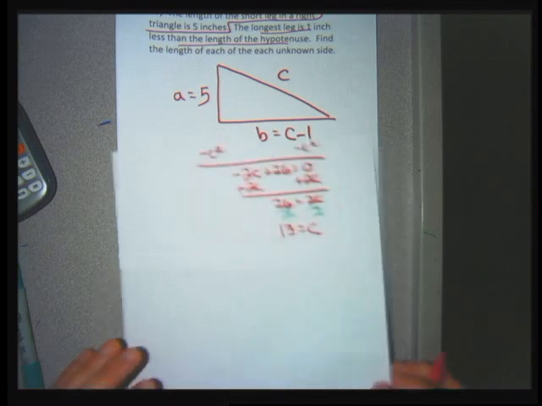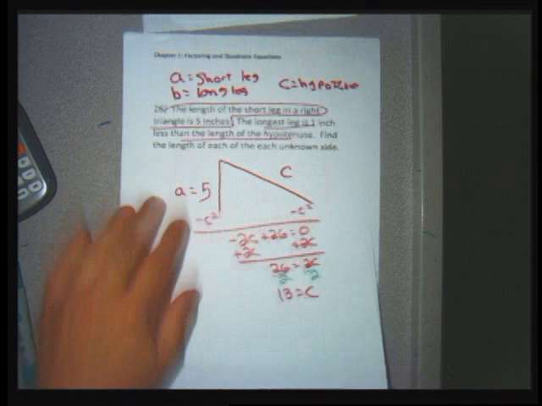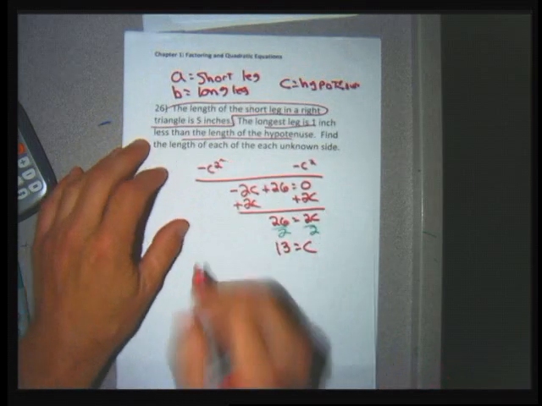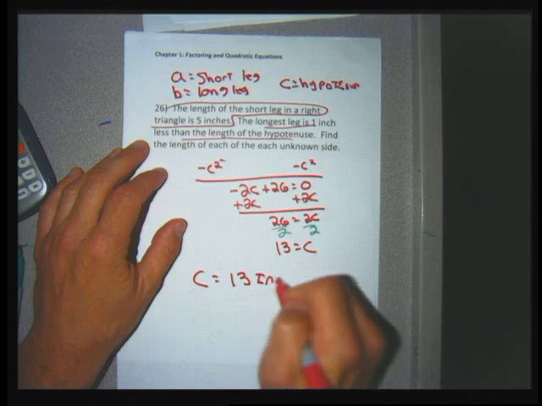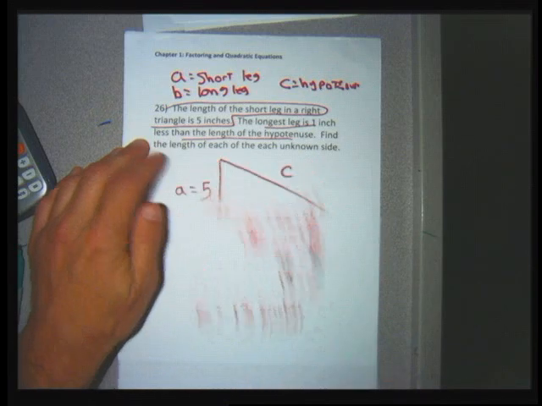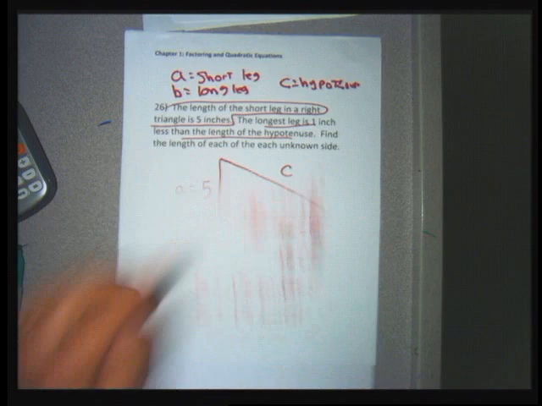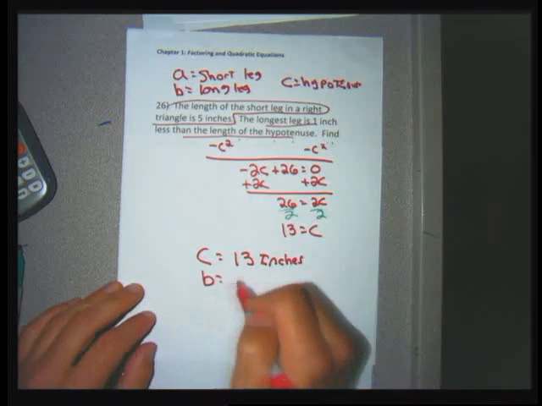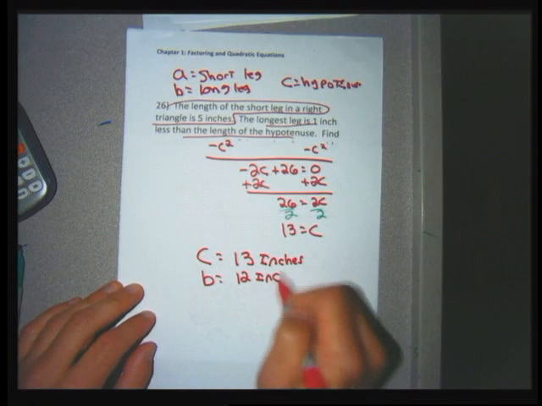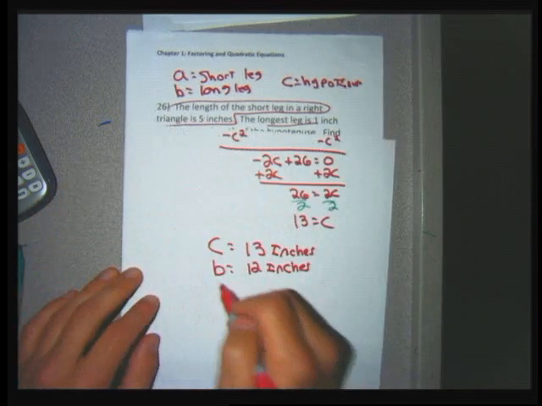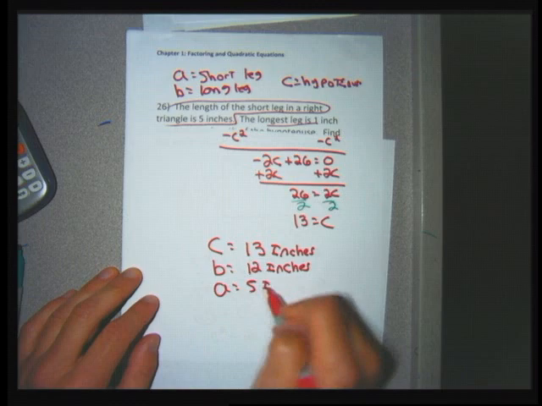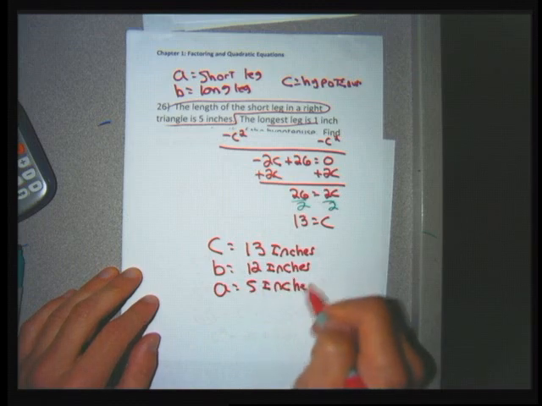So I'm going to go for my answer. My answers are in inches. So I'm going to say the C is 13 inches. B is C minus 1. So B is going to be 12 inches. And the A was given at 5 inches. I can certainly give it, but it's not actually asked for. In the instructions, it just asks for the unknown side.